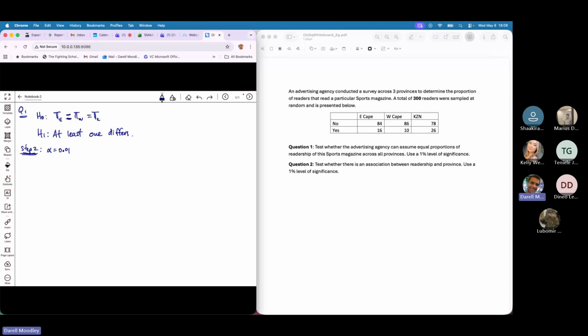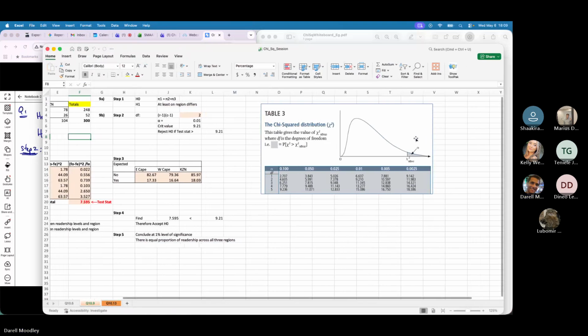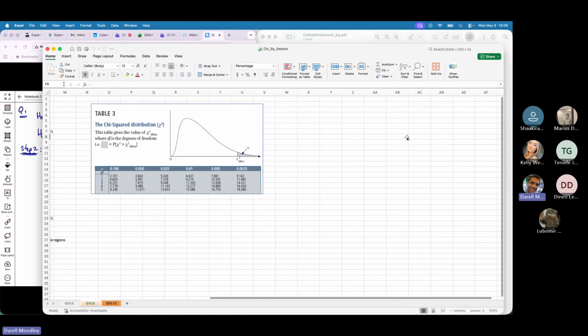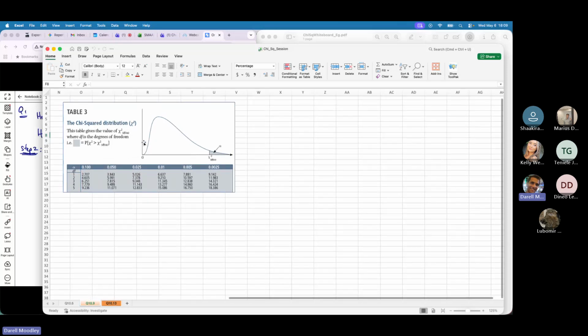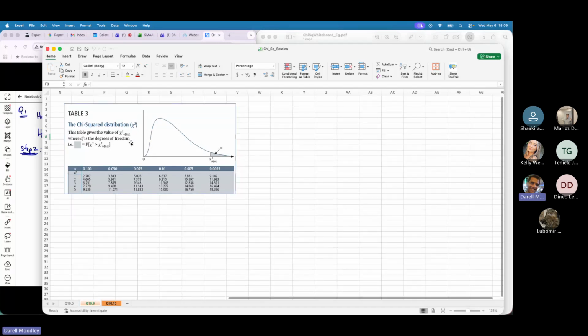Now, as I said, we are going to be using the chi-square distribution. In the back of your book, I'm going to draw your attention to this diagram. Forget everything on the left side, just look at this diagram. This table is in the back of your book, table 3. We've done table 1, which is the normal distribution or the Z variable. Then we've done the T distribution, which is table 2. And table 3 is the chi-square distribution. We are going to use this distribution to determine the rejection region.